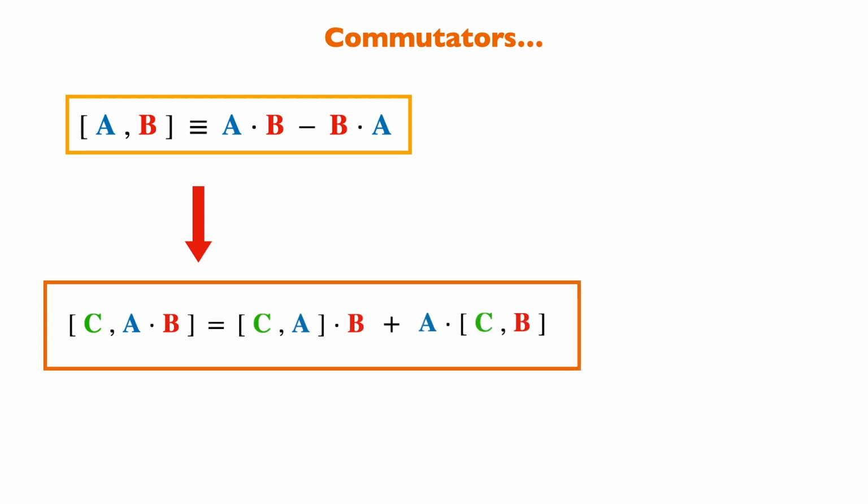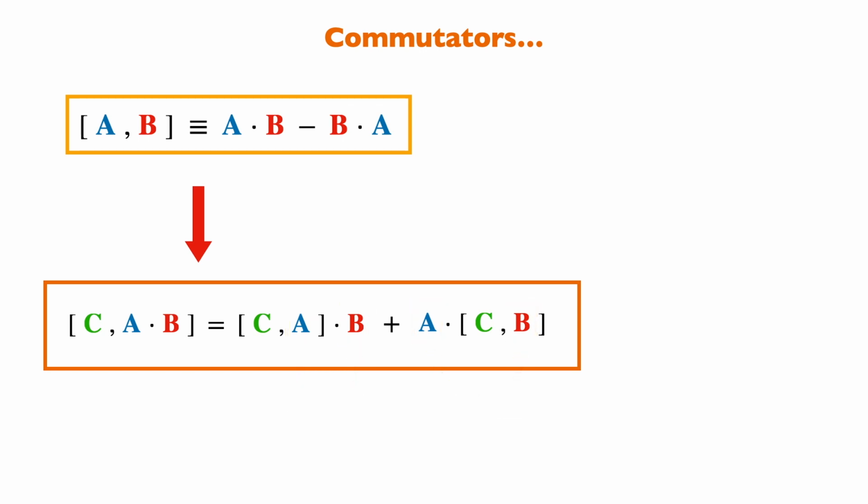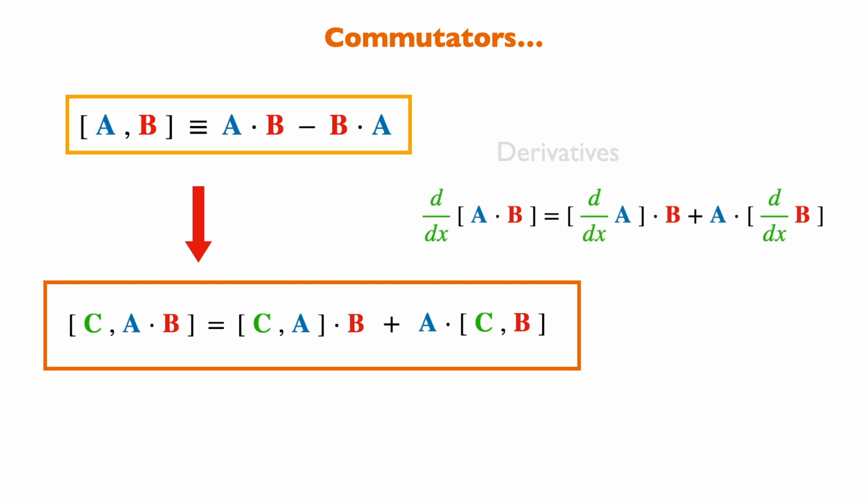It is the commutator of operator C with the product of A and B. Notice that the commutator is brought into the product from the left and distributed to A and B while preserving their ordering. This is very similar to the product rule when evaluating derivatives. Therefore, we call this the product rule.